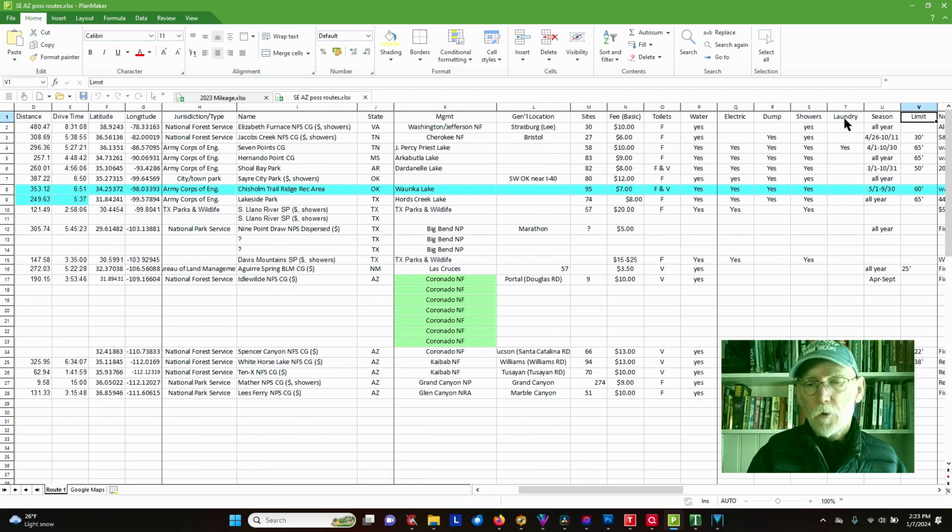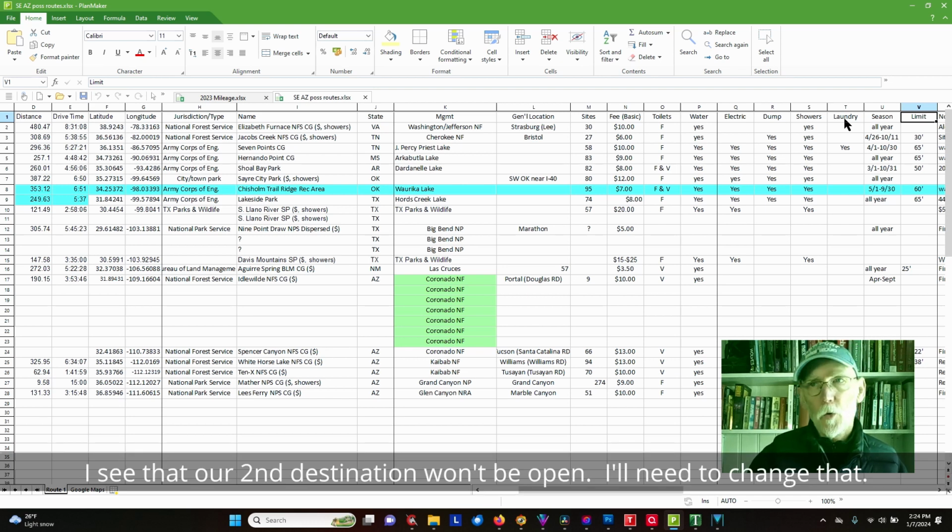Next is the season, and this is important, especially for an early season trip like we're planning right now. We're planning on leaving around April 19th, which here in the Northeast is pretty early. From here, probably halfway down the Mid-Atlantic, most campgrounds don't open until Memorial Day weekend. So on April 19th, there are many campgrounds that haven't opened yet. So we need to know what the season is for any campground that we're going to.